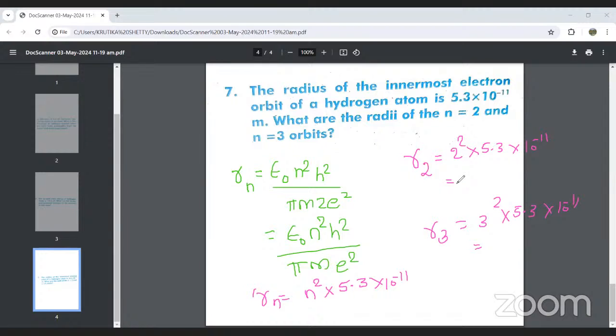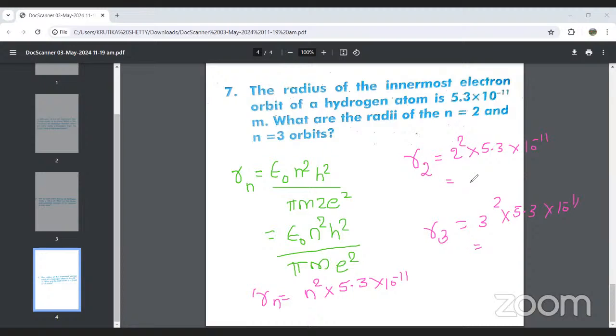So in the exam, no need to do all these things, just write the formula and the constant value and go ahead. 21.2. If you are writing in the same power, it is 21.2, no problem.